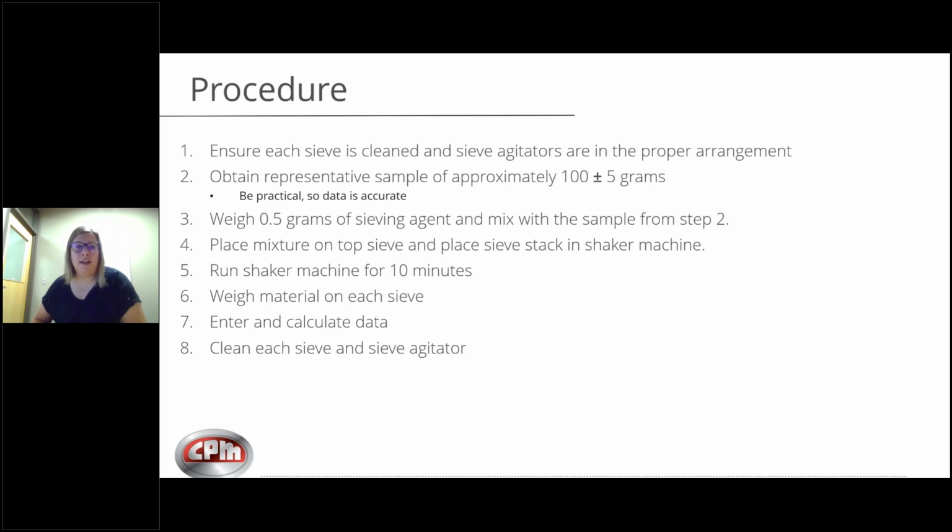And we add and mix in 0.5 grams of sieving agent and place this mixture on the top sieve of the sieve stack and into the shaker machine for 10 minutes. And afterwards, we weigh the material on each sieve and then calculate our results. And after every analysis, we should be cleaning each sieve with either a brush or compressed air, and then putting the sieve agitators back in their proper arrangement so that the sieve stack is ready to go for the next time.